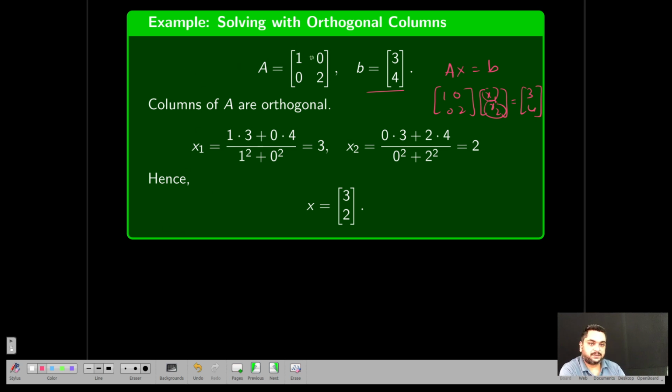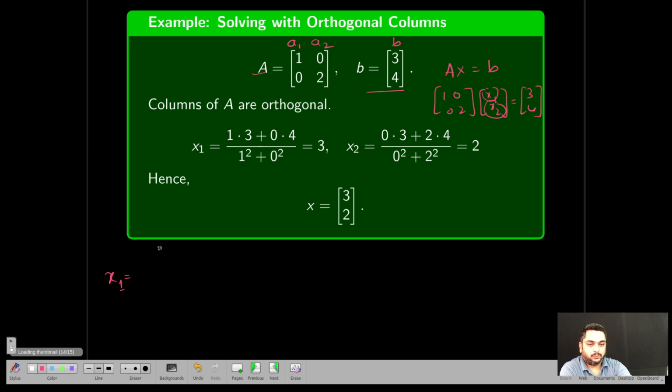First, check whether this matrix is orthogonal. How will you check orthogonal? The dot product should be 0. 1 into 0 plus 0 into 2 equal to 0. So it's orthogonal. If it is orthogonal, how can I do it? So let us say this is column 1, that is vector a1, this is vector a2, this is my vector b.